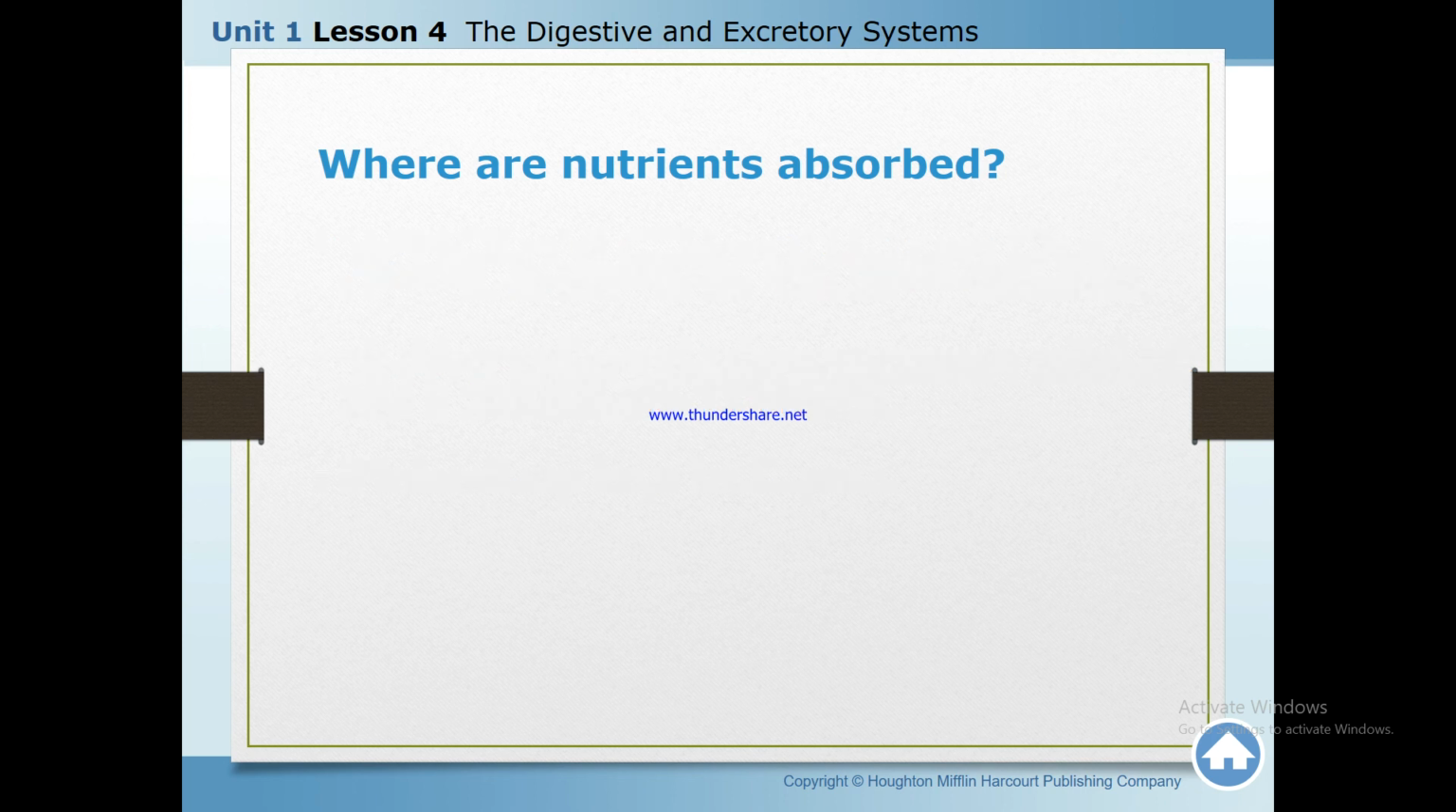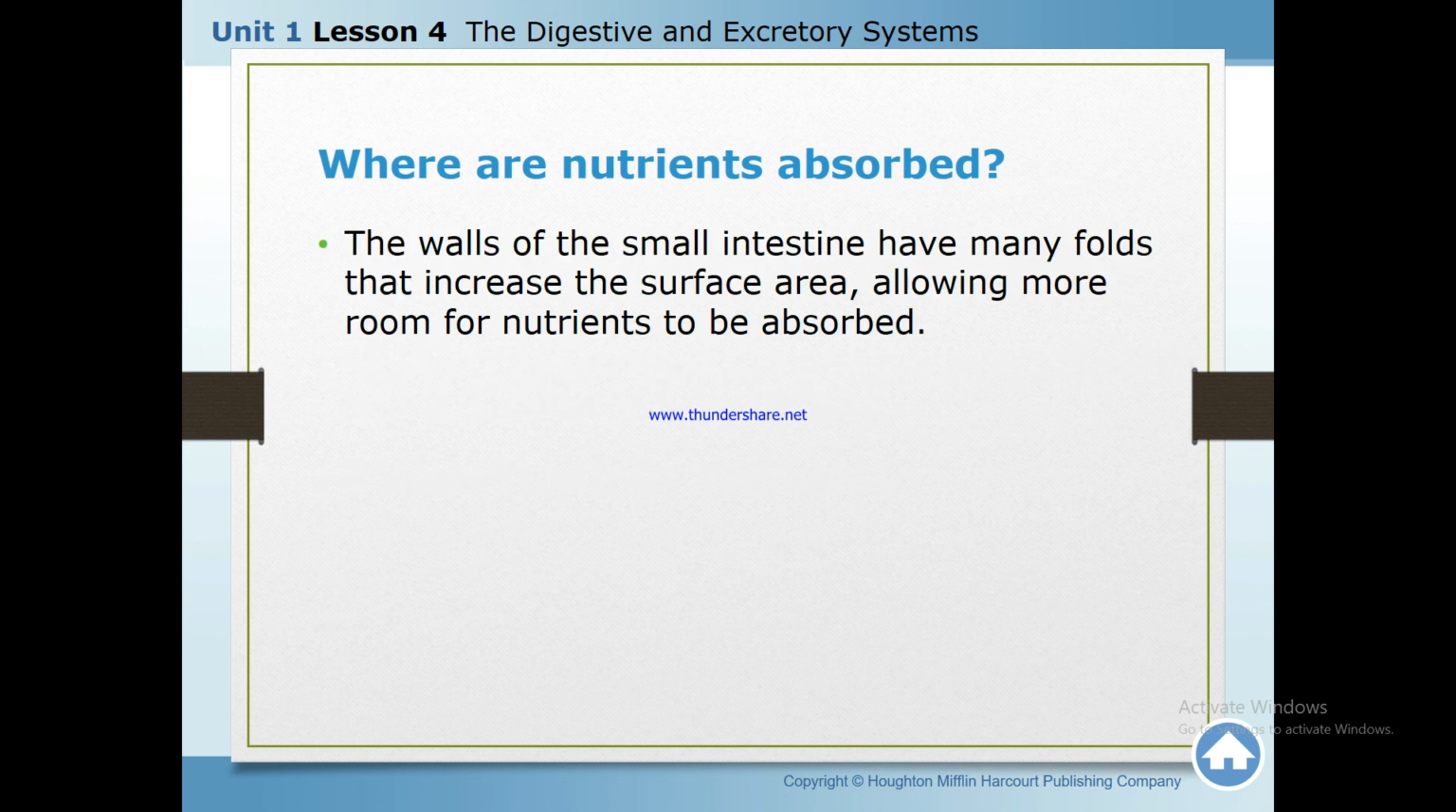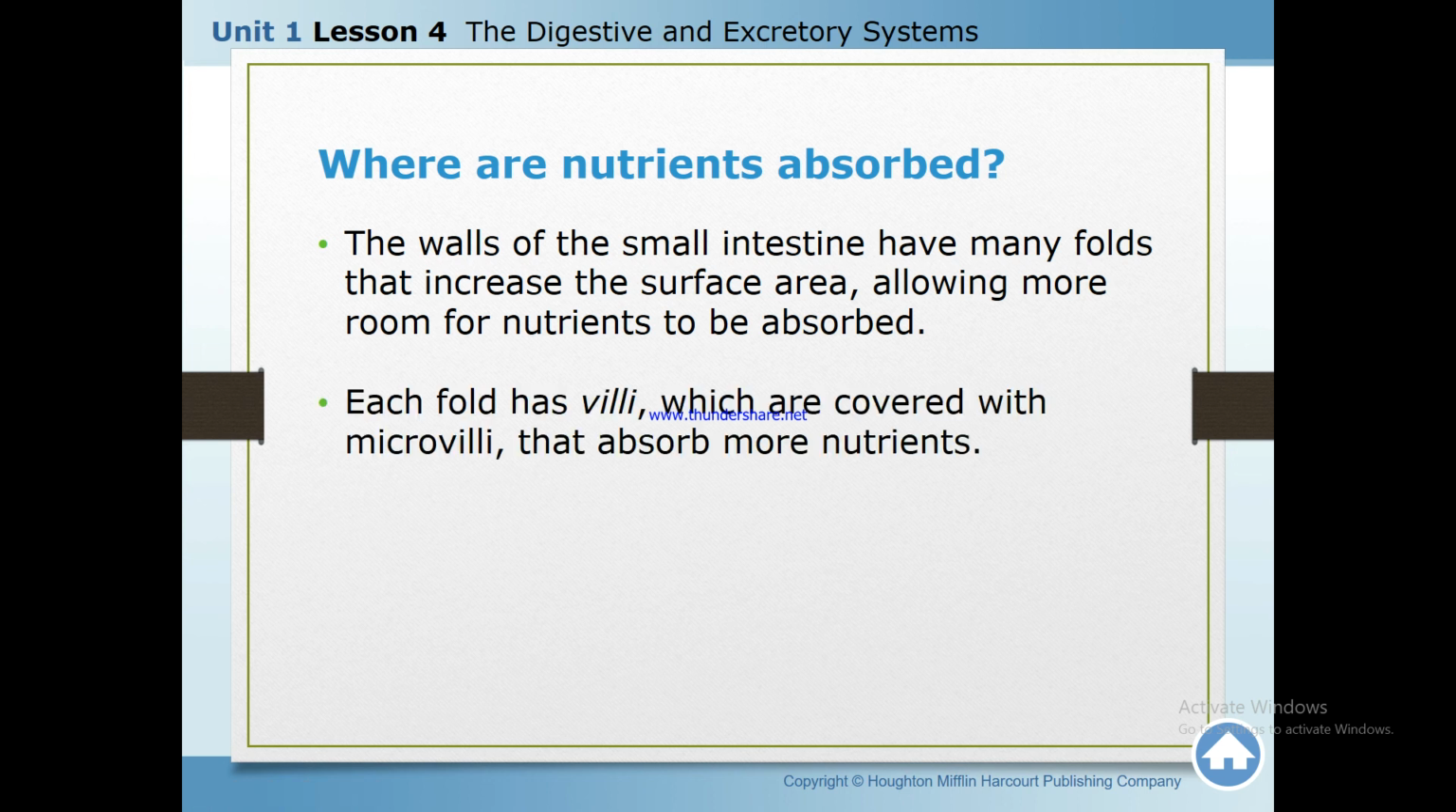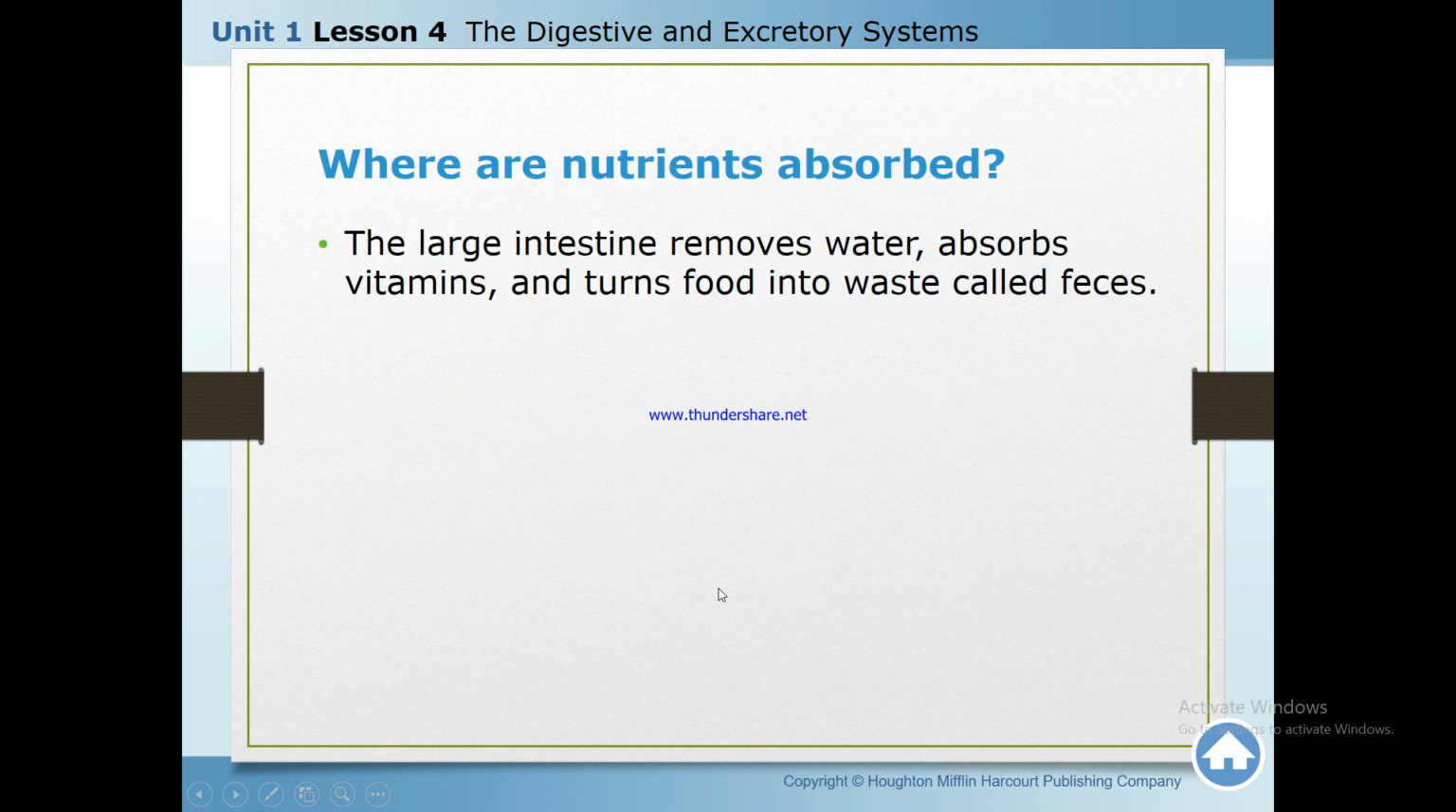Specialized bile juice. The walls of the small intestine have many folds. I know it's 6 meters, so it will have many folds. They increase the surface area, allowing more room for nutrients to be absorbed. Each fold has villi. That's what you call the small intestine folds. Villi are like small hairy structures which are covered with microvilli that absorb nutrients.